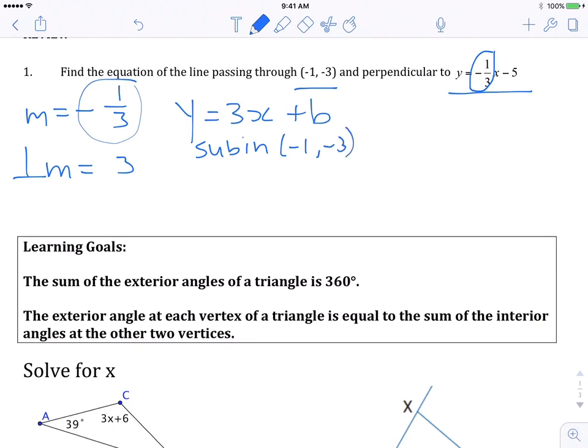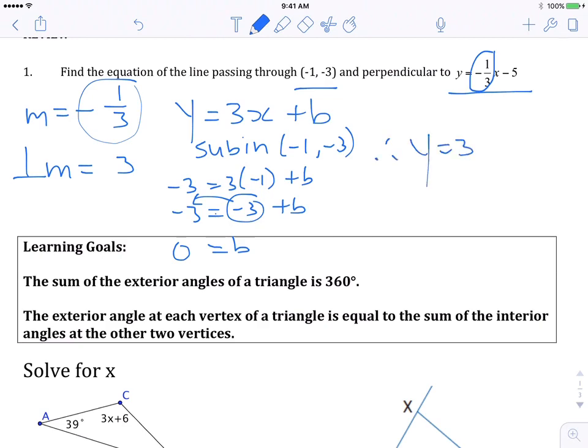So let's plug in -3 for y and -1 for x, and we get -3 equal -3 plus b. If we add 3 to both sides, we end up with 0 equal b, because when I bring that -3 over, I get -3 plus 3, which is 0. Therefore, my equation is y equal 3x.